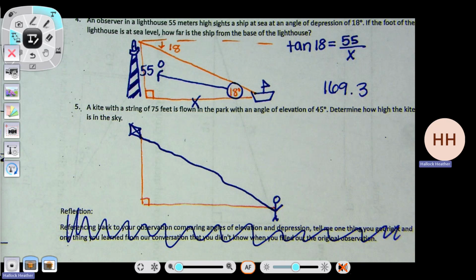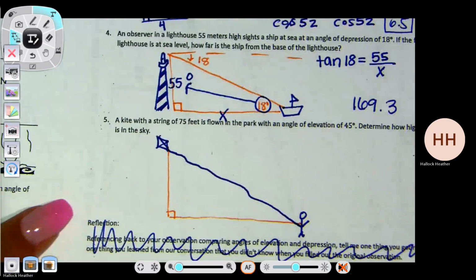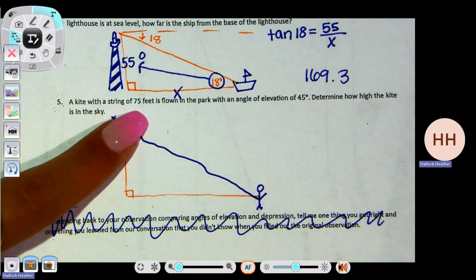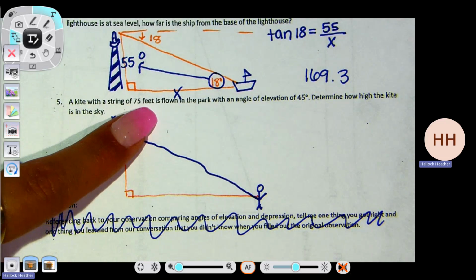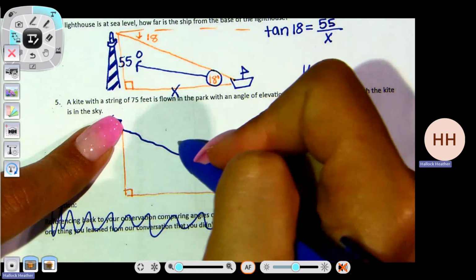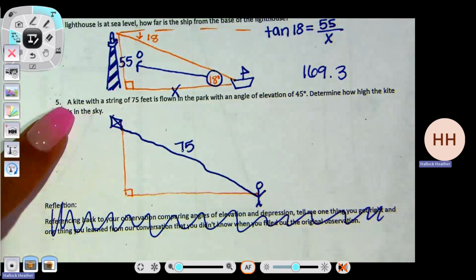What is this? Does anybody know? We're not doing the last one, the last one's a reflection. It's not a word problem. So a kite with a string of 75 feet is flown. So where's 75 going? The hypotenuse, because it's the string of the kite.